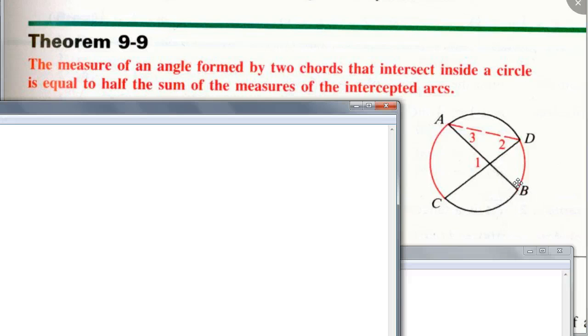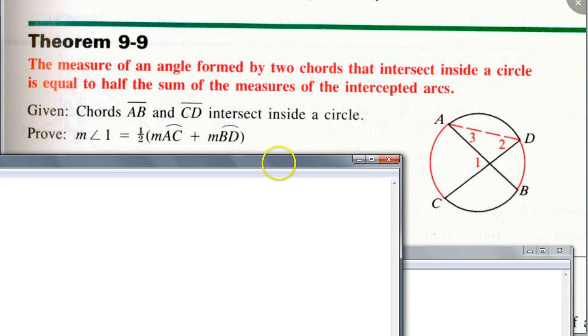So what are they saying? So angle 1 is equal to what? Half of arc AC plus arc DB. Does that make sense? Right? So there's what we have.